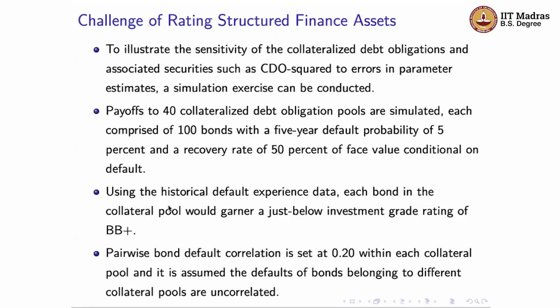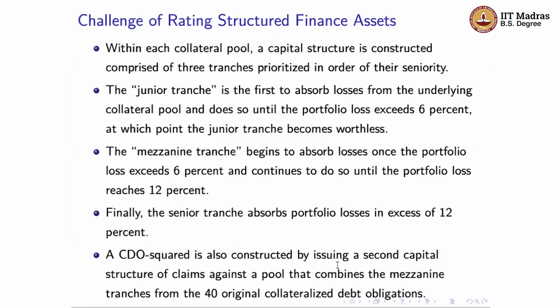As a baseline scenario, suppose that the pairwise bond default correlation is set at 0.20 within each collateral pool. And for defaults of bonds belonging to different collateral pools, let's continue to assume that these are uncorrelated. Now that we have set up the correlation, we can think about constructing the capital structure and assigning different tranches in the way we have talked about.